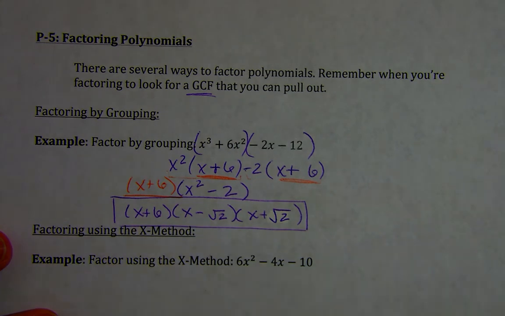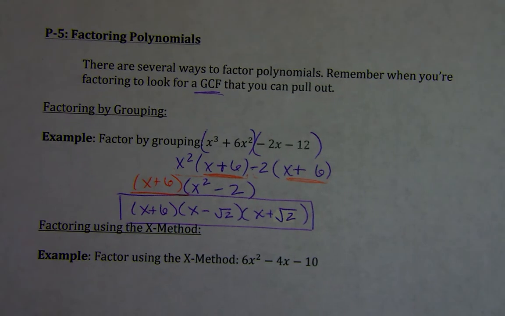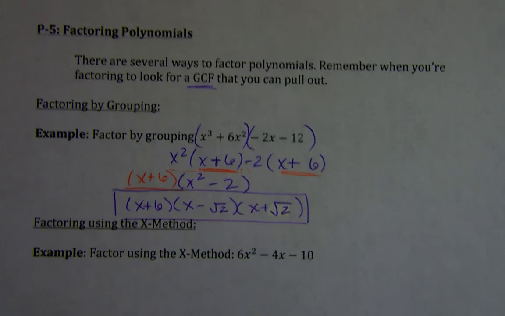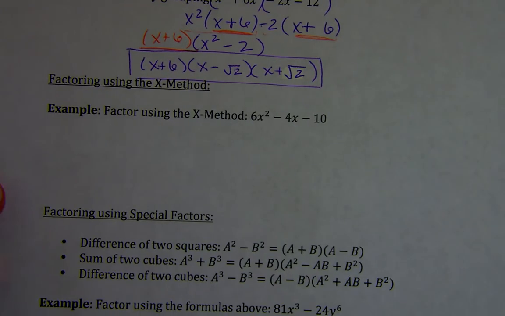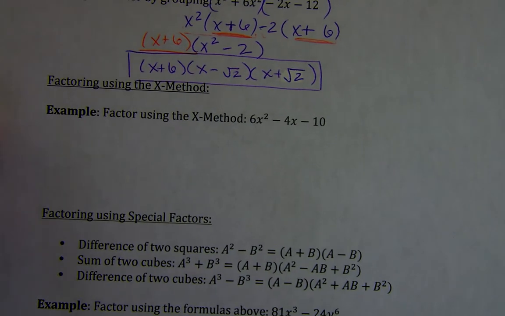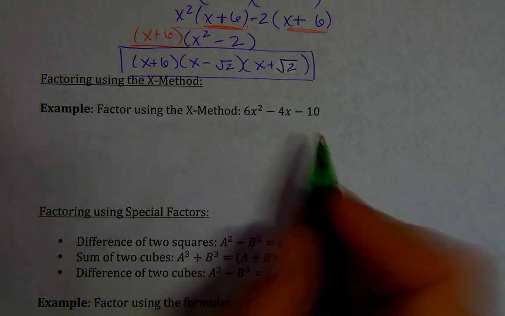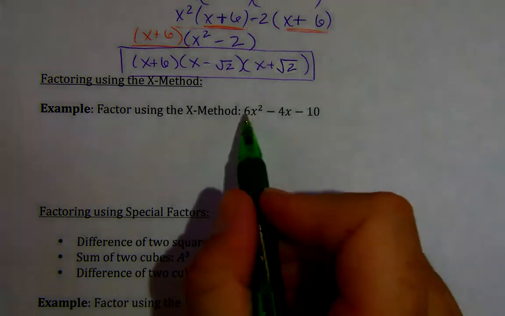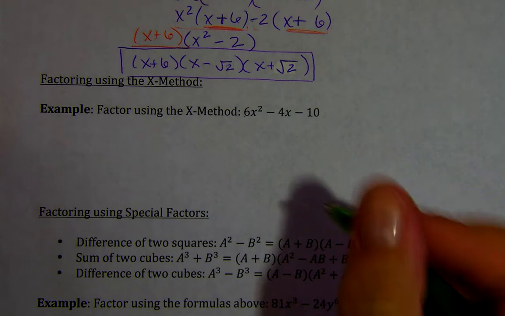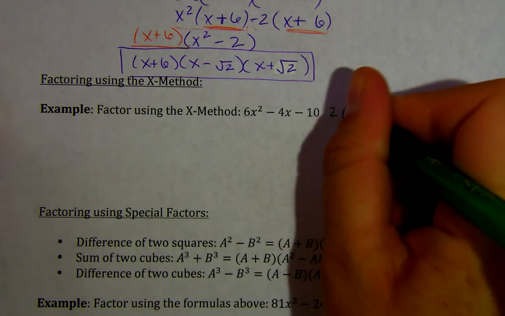Okay? Now next we have factoring using the x method. Now this is my own method that I've come up with over years of teaching, and I think it works great. If this equation is factorable, this will work. You'll be able to find your factors. Now the first thing I always want to do is pull out my GCF, and looking at these terms, I do have a GCF, and that would be 2.